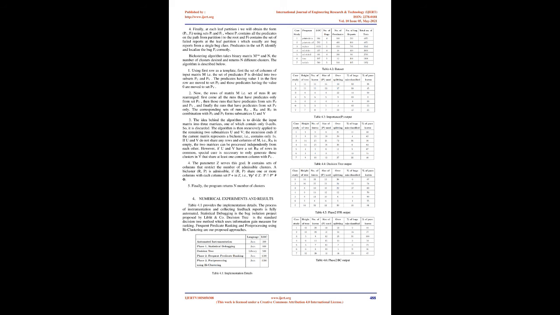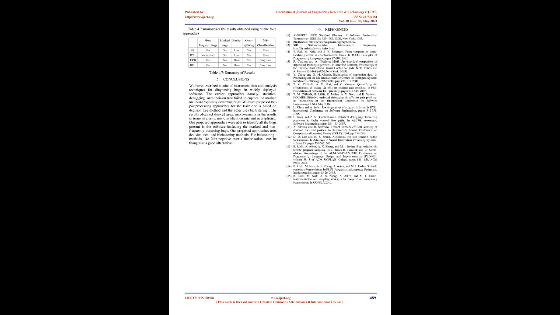The biclustering algorithm takes binary matrix M of size m by n and N, the number of clusters desired, and returns N different clusters. The algorithm is described below. 1. Using first row as a template. First, the set of columns of input matrix M, i.e. the set of predicates P, is divided into 2 subsets PU and PV. The predicates having value 1 in the first row are moved to set PU, and those predicates having the value 0 are moved to set PV.